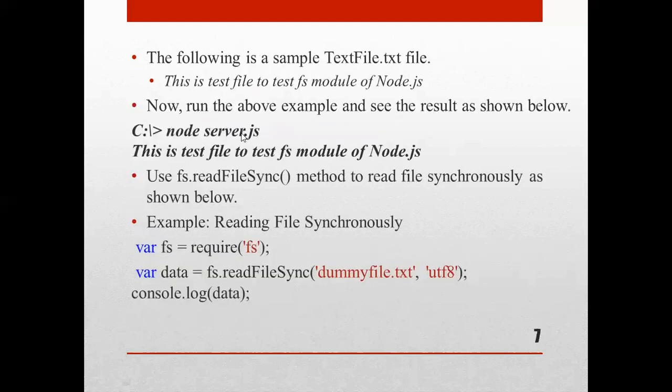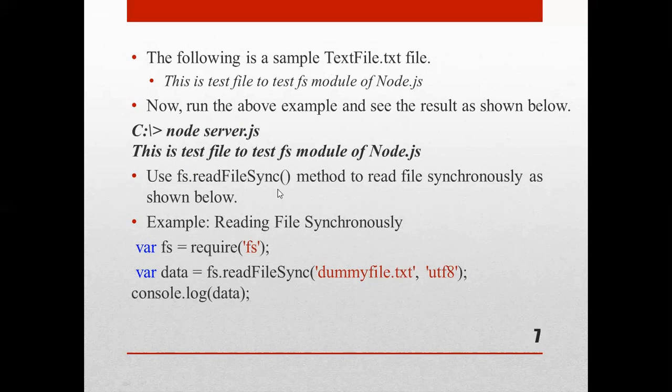So how to read that file synchronously, we will see here. Before that, see how to run the code. After installing node.js in our Windows or your platform, write at the command prompt node and the file name. It will read that file and show the data from that file. See here, the test file contains this data, so it will display this data.